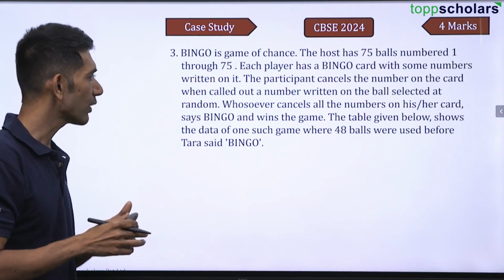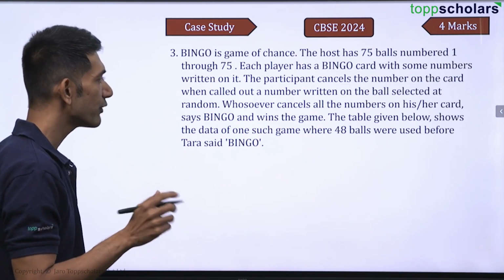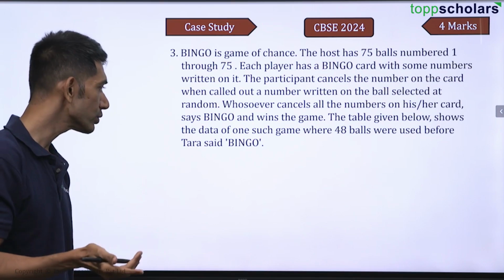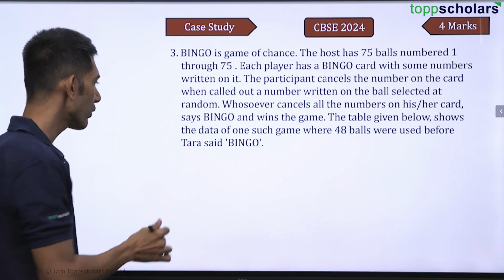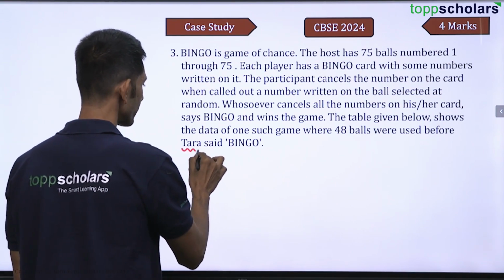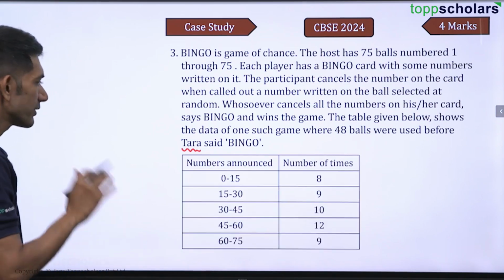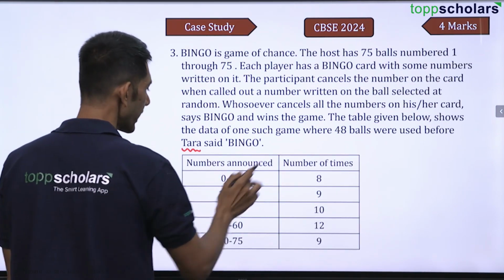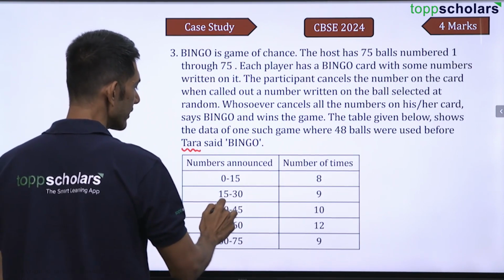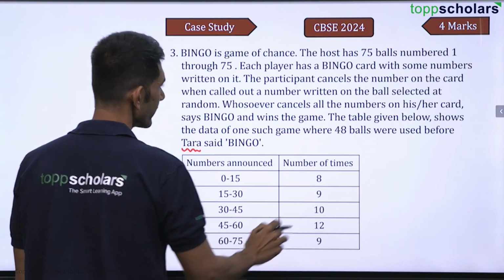That's how he wins. The table given below shows the data of one such game where 48 balls were used before Tara said bingo. So before she said bingo, 48 balls were used. So this is the data. The numbers announced between 0 to 15 were 8, 15 to 30 were 9, 30 to 45 were 10, 45 to 60 were 12, and 60 to 75 were 9.